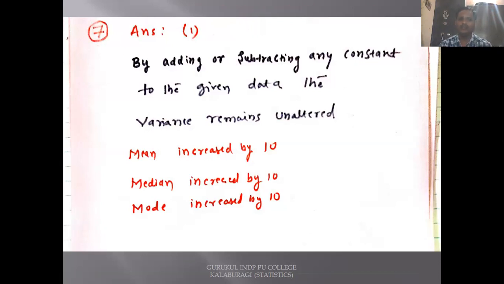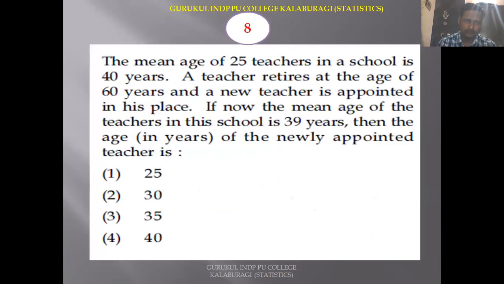So the mean is increased by 10. Obviously, the median is also increased by 10 because we are giving grace marks to each student. Mode is also increased by 10. So the measure that never changes is variance. Now we'll move to the eighth question. The mean age of 25 teachers in a school is 40 years. A teacher retires at the age of 60 years and a new teacher is appointed in this place.